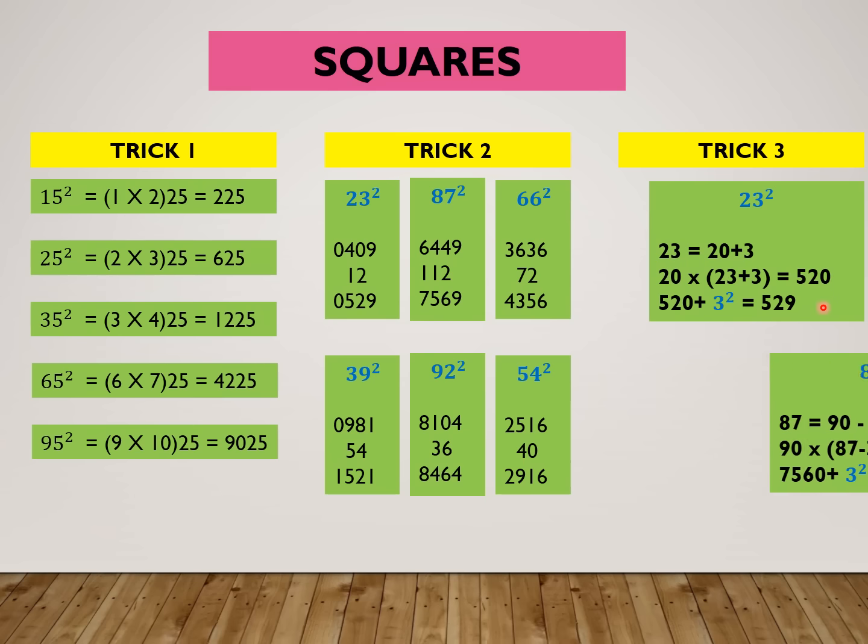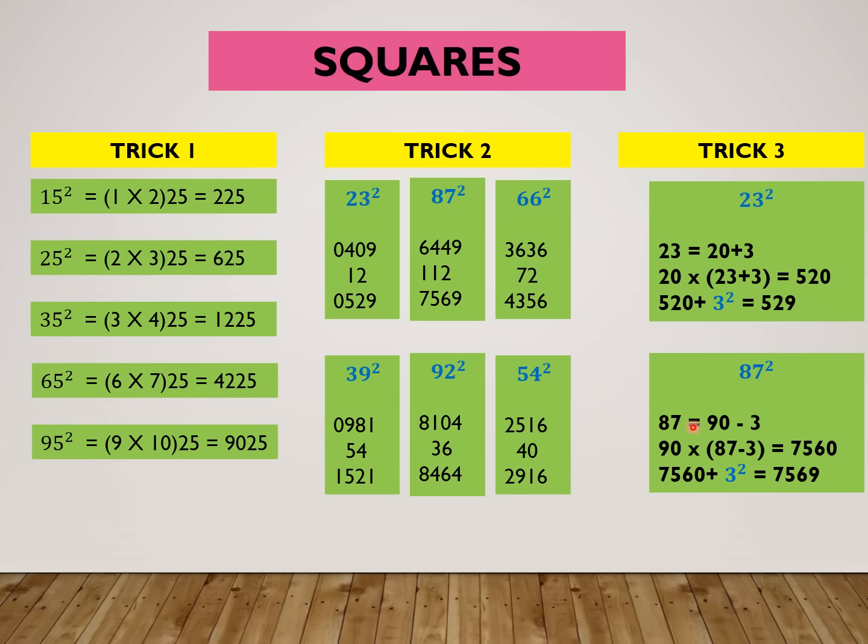your result is 529. Now 87 square. 87 is 3 less than 90, so 87 is equal to 90 minus 3. Now what we have to do is 90 into 87 minus 3, 84. So we have to do 90 into 84 plus 3 square. So we will get 7569.